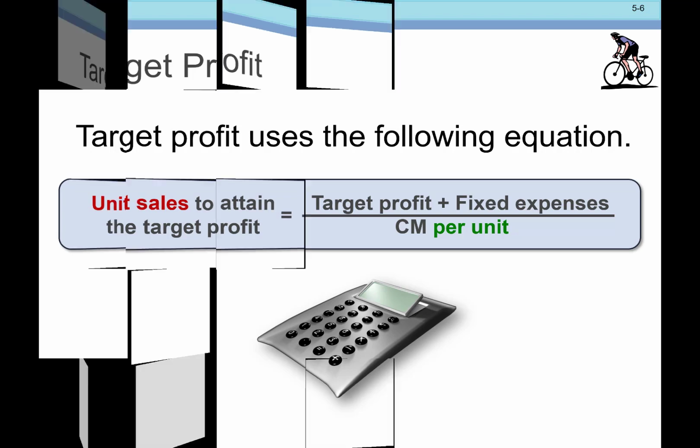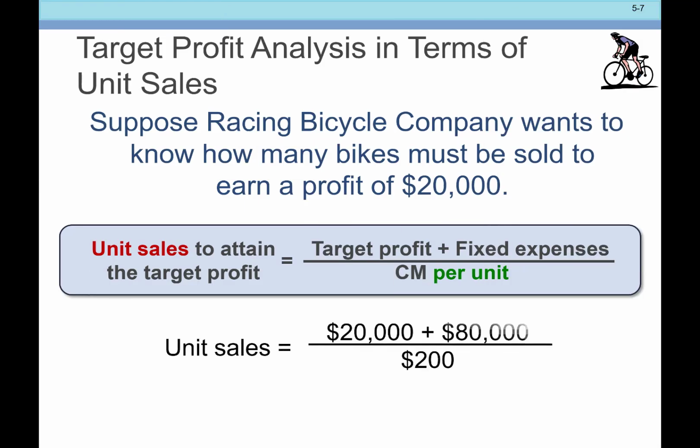So you come over and you look at this similar example, but now we've simply added what? $20,000 of target profit, so you add that to your fixed cost, divide that by the contribution margin per unit, and now we have to sell what? 500 bikes if we want to have this 20,000 left over. Okay.